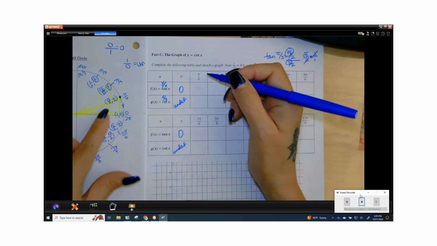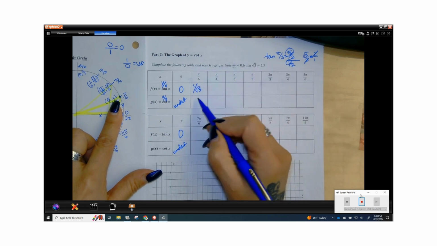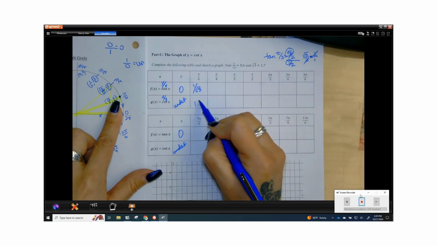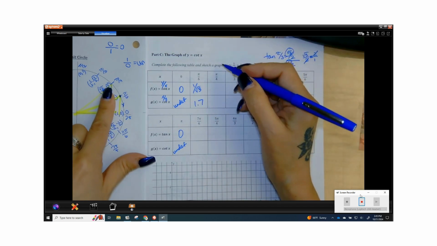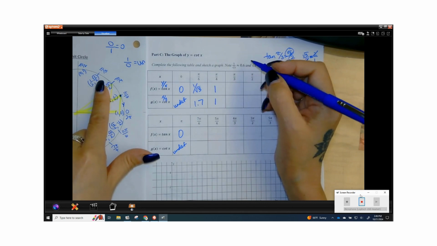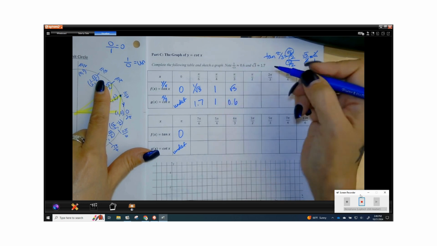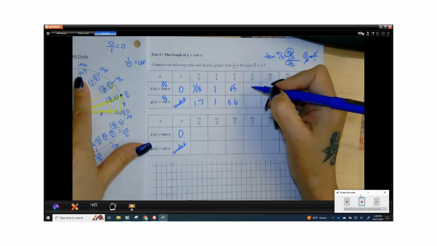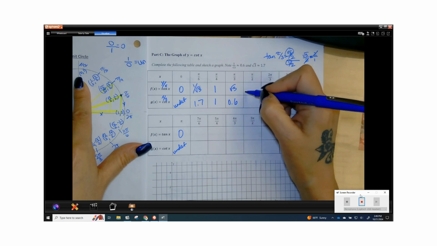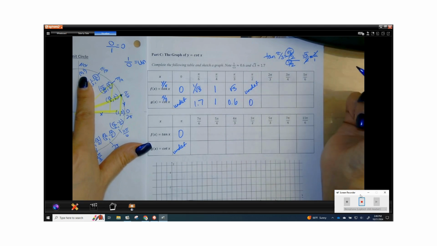Pi over 6, it's 1 over square root of 3, that is 1.7. Pi over 4, when we divide the same number, we get 1. Pi over 3 is the square root of 3, which is 0.6. Pi over 2 is 1 over 0, which is undefined, but then it is 0 over 1, which is 0.